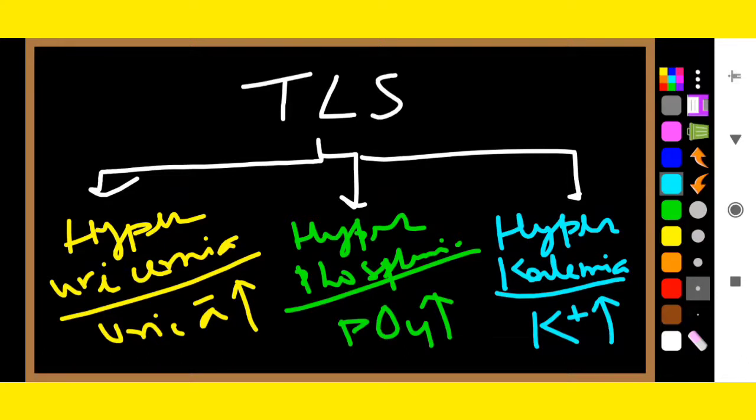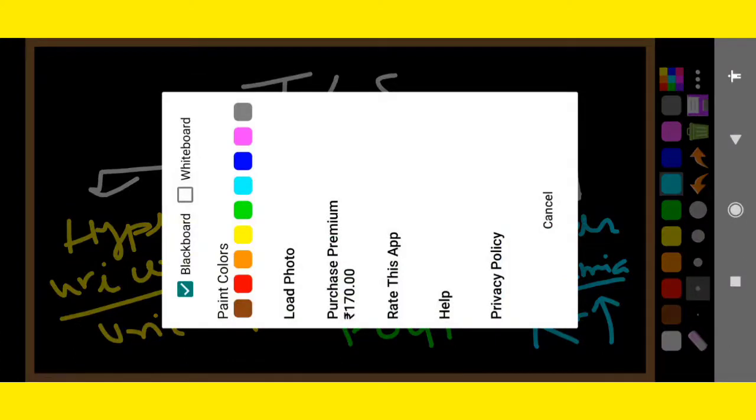So hyperuricemia, increased uric acid level; hyperphosphatemia, increased phosphate level; and hyperkalemia, increased potassium level. So these three things happen in tumor lysis syndrome. So what is the consequence of increasing uric acid? What is the consequence of increasing phosphate? What is the consequence of increasing potassium? Let us discuss that.